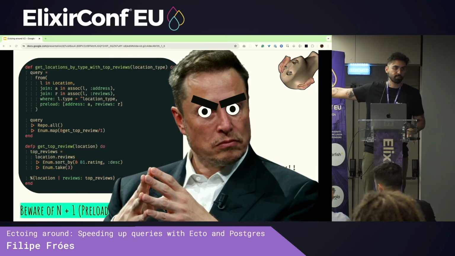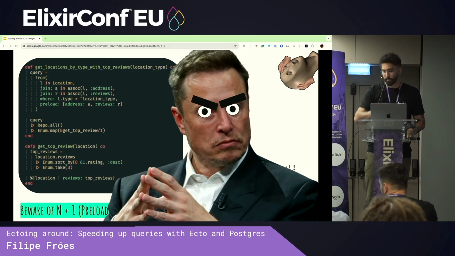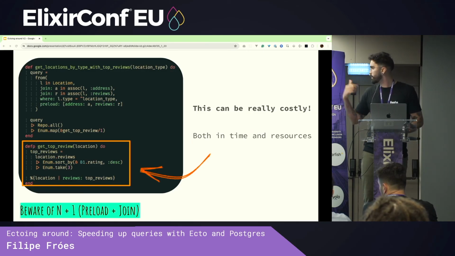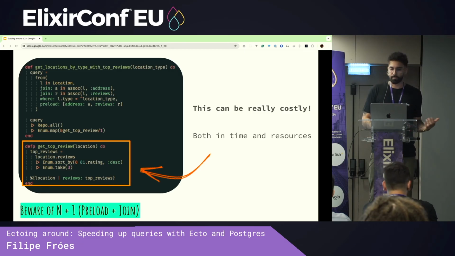You can sort it on the database level, and you can get only 3 records from the database. Exactly, that's exactly right. The problem is the post-processing. You're getting a lot of data, and then you are post-processing the reviews on the code level, the application level, and that can be really time-consuming and resource-consuming.